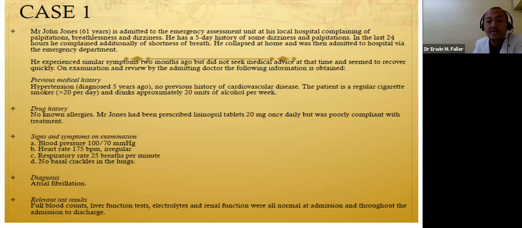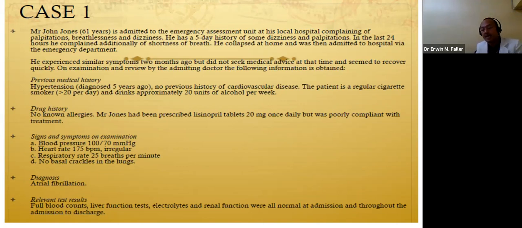Number 1, the previous medical history. There is hypertension diagnosed 5 years ago, and there is no previous history of cardiovascular disease. The patient is a regular cigarette smoker of more than 20 per day and drinks approximately 20 units of alcohol per week. Drug history: no known allergies, and Mr. Jones had been prescribed lisinopril tablet 20 milligram OD, or once a day, but was poorly compliant with the treatment.